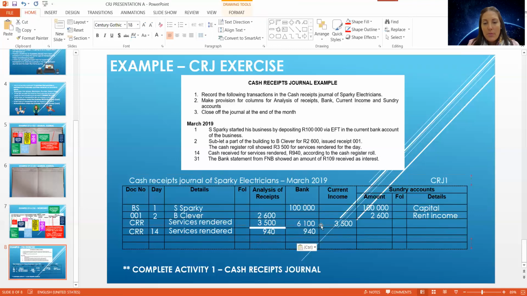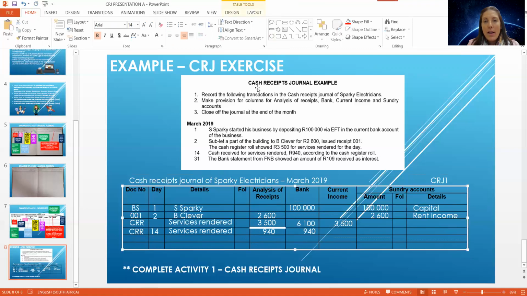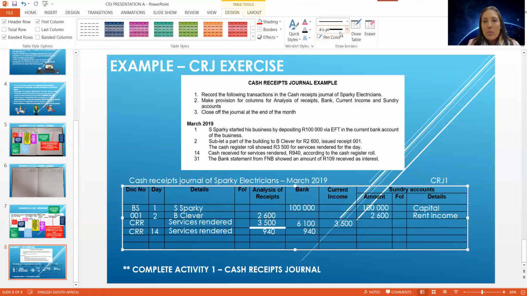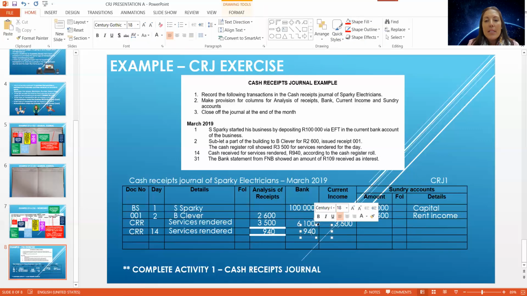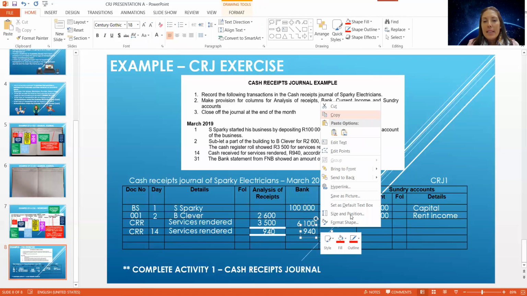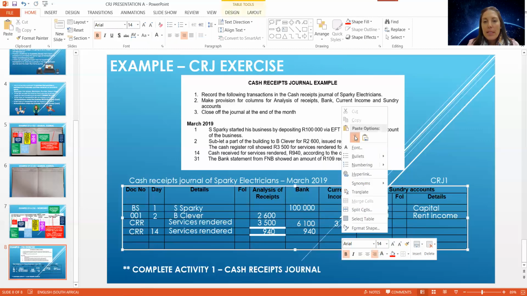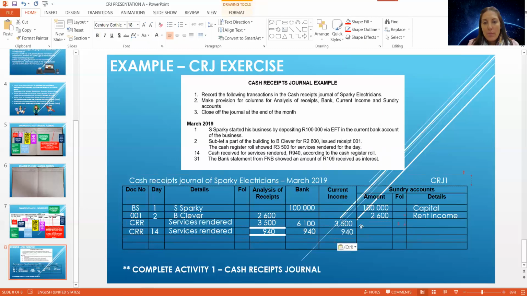So I'll put that 940 there, and then I just want to draw that line again. Let's quickly do that to show that I've closed the till and I've taken the money to the bank. Good. Why did I receive this money? Because of services rendered. So I'm going to put it in the current income column. Right, that is then the transaction on the 14th.